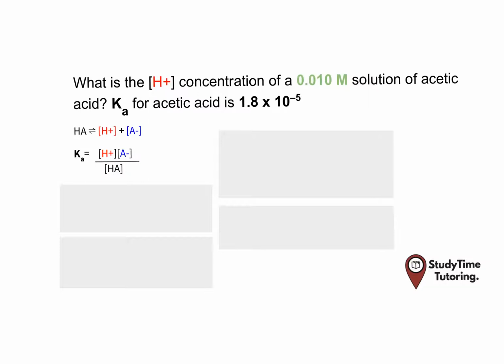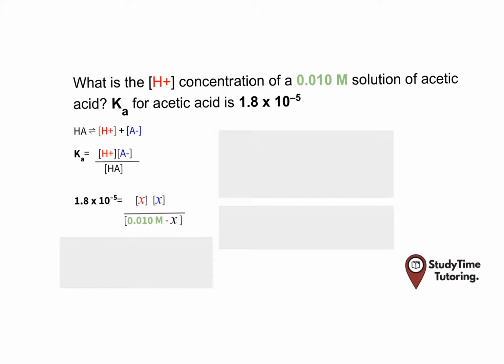Okay, so for the first step, what we're going to do here is plug in the values given to us in the question. And so the values for X are going to be whatever the concentration of hydrogen ions are here. We don't know that value, so we're representing it with a variable.